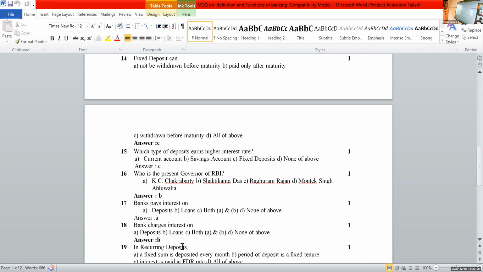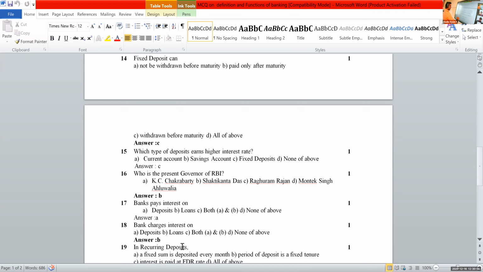Next, which type of deposit earns higher interest rate? That is fixed deposit. Saving deposit means the rate of interest is very low. Current account means no interest is given to the current account holder. But if it is a fixed deposit, we will get a high rate of interest. Suppose you have more money in your hand, it is best to deposit it in a fixed deposit account. Then without work, you will get interest.